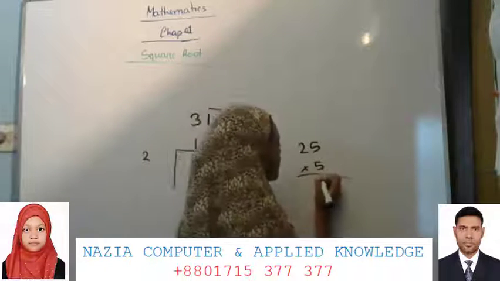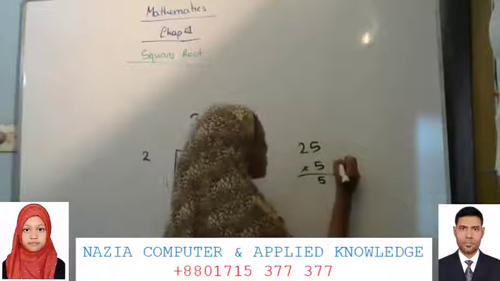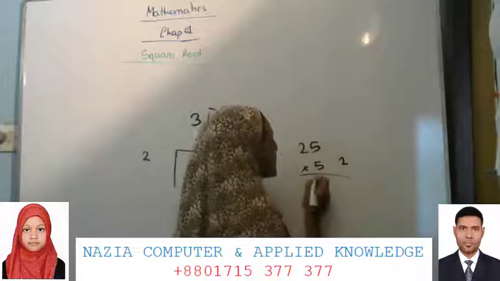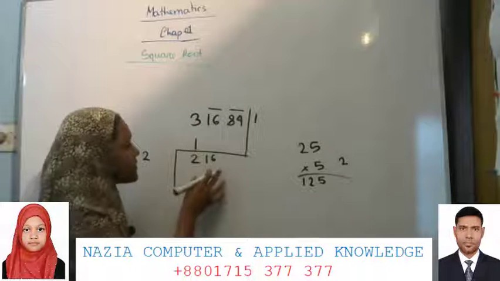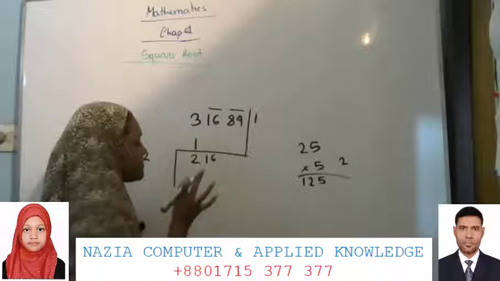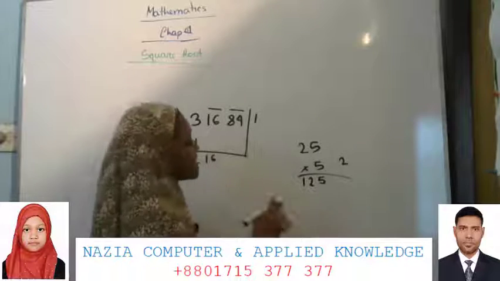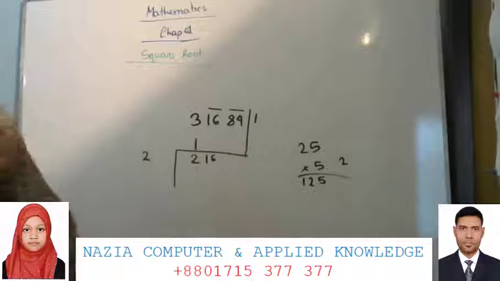Okay, 5 5s are 25. We know. So 5 remain 2. Then 5 2s are 10. Then 1 to 5. Look, 1 to 5. Not up to the mark, because 2 16 and it is 125. So we can go a more.